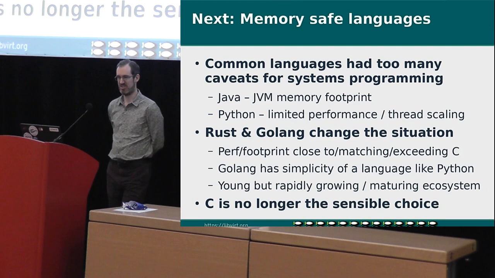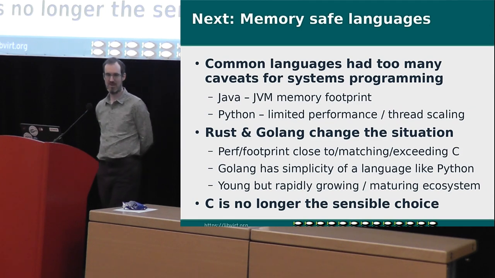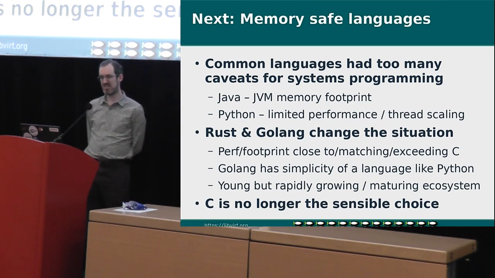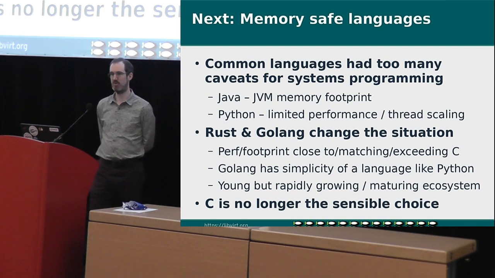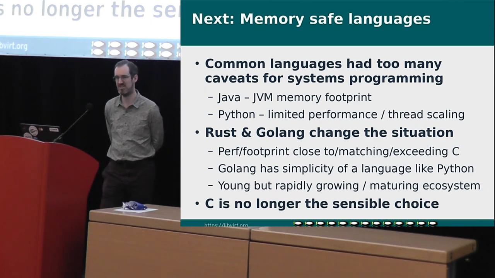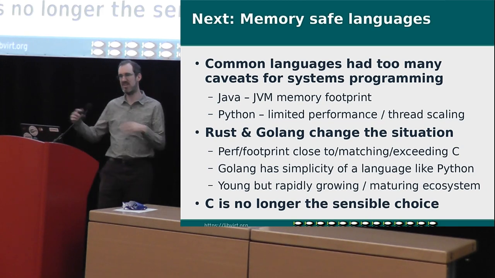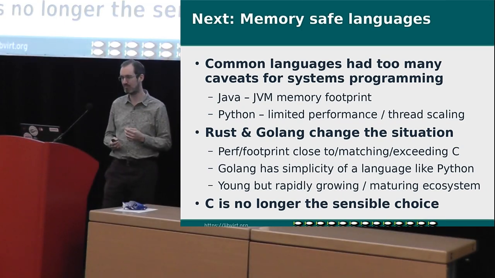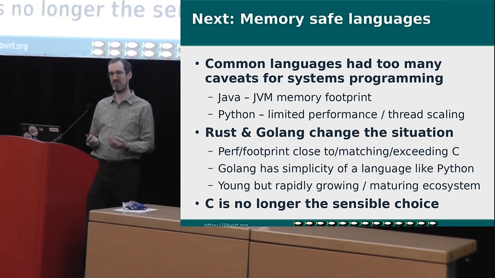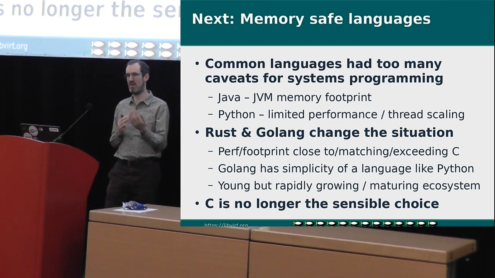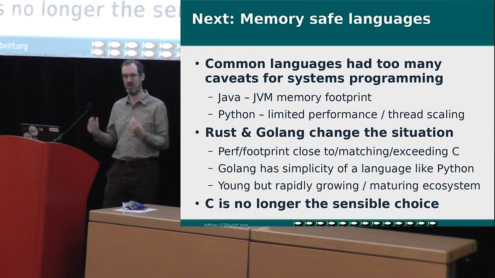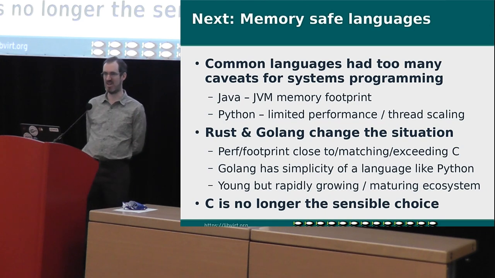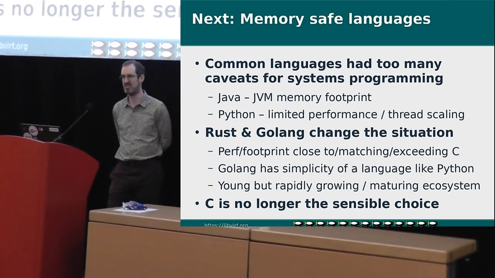but these days we've got some very compelling new languages, most notably Rust and Golang, and we think these give a performance and memory footprint that's close or equivalent or even in some cases exceeding C, but with, at least in the Golang case, some of the simplicity of Python, so it makes it good for new contributors to the project. Both of these languages are fairly young, but they're developing very quickly. We can see them growing and the communities and libraries around them maturing rapidly. So I think that even for systems programming tasks now, C is no longer the sensible default choice.